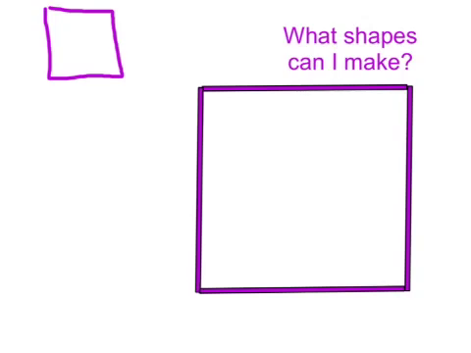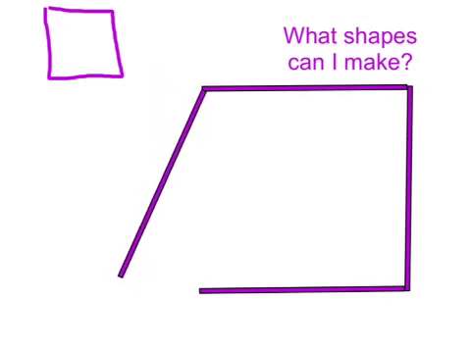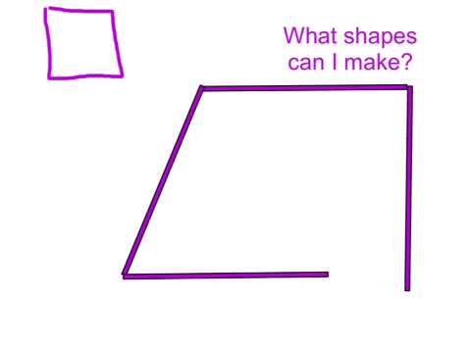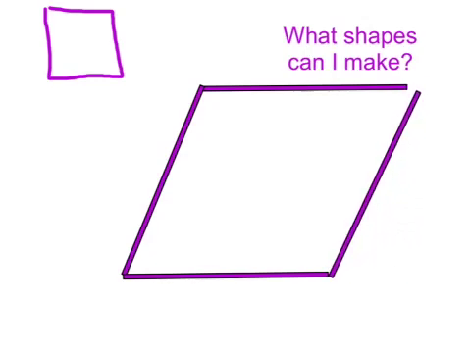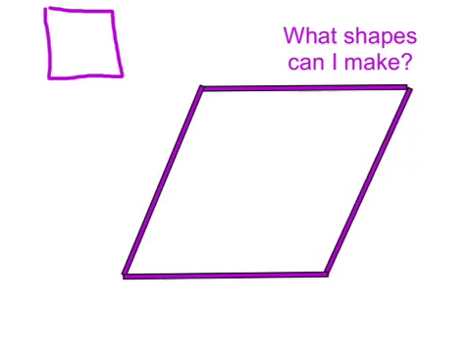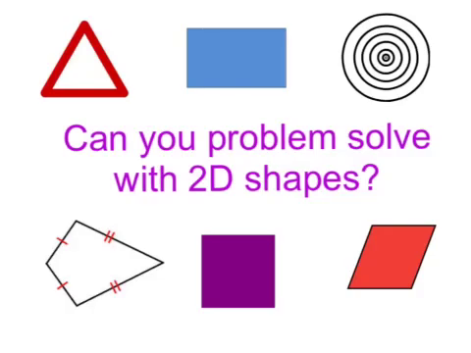What if I did this? If I moved this stick and I turned it on its side, and then I did the same with this one, I wonder what shape I would make now. Do you know? It's a rhombus. Can I make any other shapes with this? I don't think so. Can you problem solve with 2D shapes?